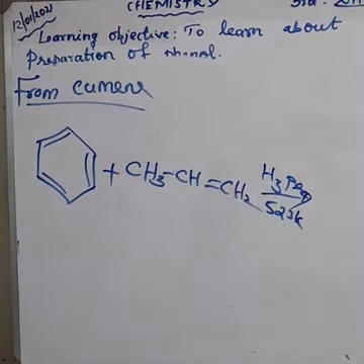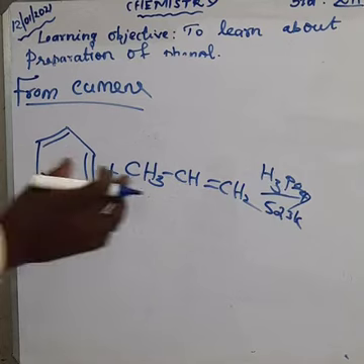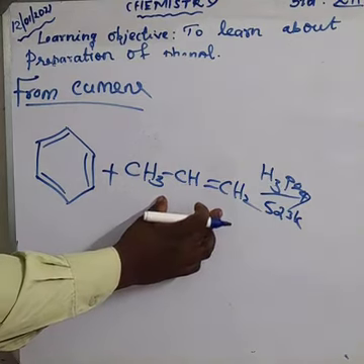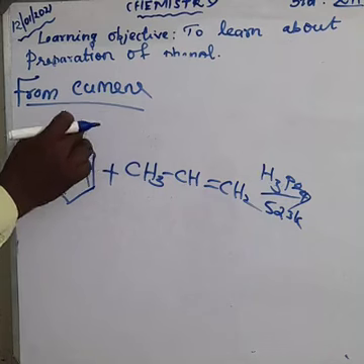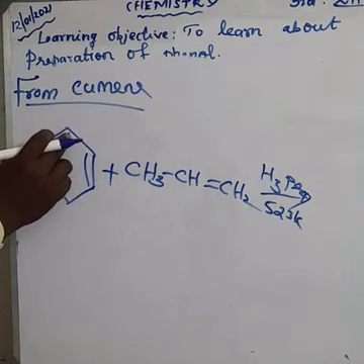H3PO4. Can you say what is the name of the compound H3PO4? The third lesson I told you: phosphoric acid, orthophosphoric acid. So the propene group is attached to benzene. Here, attached means carbon and hydrogen are present.